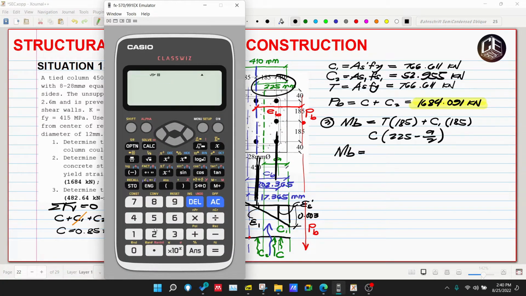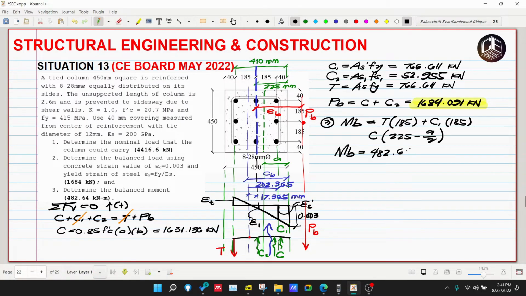Okay? So, T, 766.611 multiplied by 185. Tapos, yung C1 natin, kapares lang sa T, di ba? So, multiply lang natin to ng 2. Then, plus C na 1631.136 multiplied by 225 minus 206.01 over 2. Okay? Then, divide natin ng 1,000. So, ito na yung ating balance moment na 482.64 kilonewton meter. So, dinivide natin ng 1,000 kasi itong mga to millimeters. So, divide natin 1,000 para maging meters.